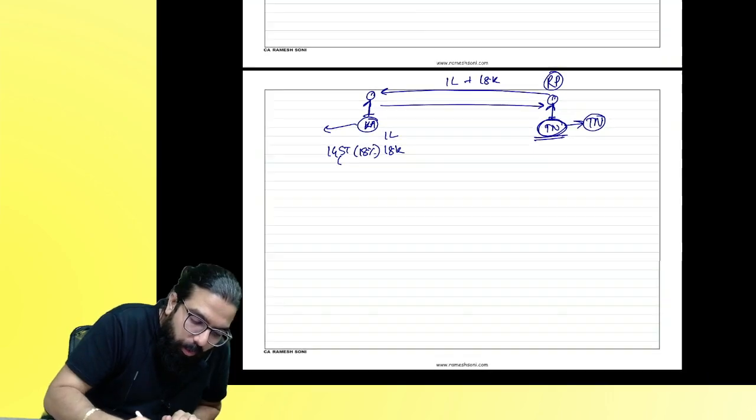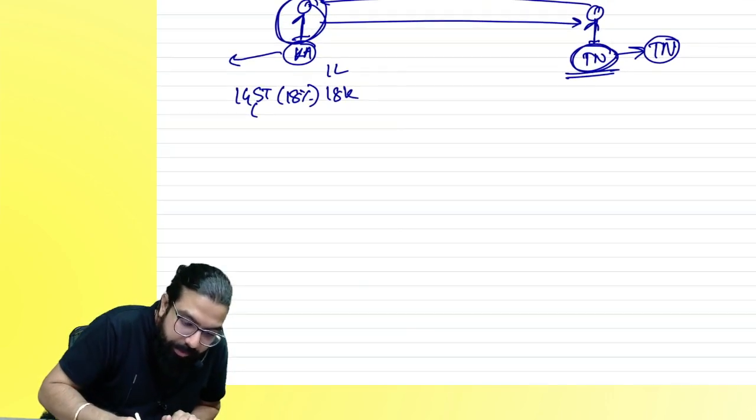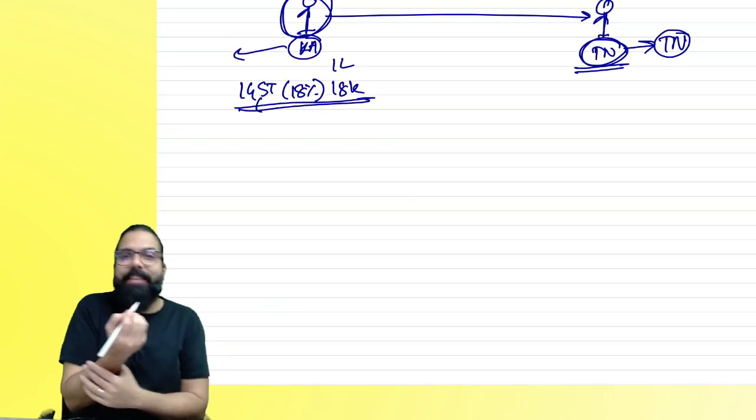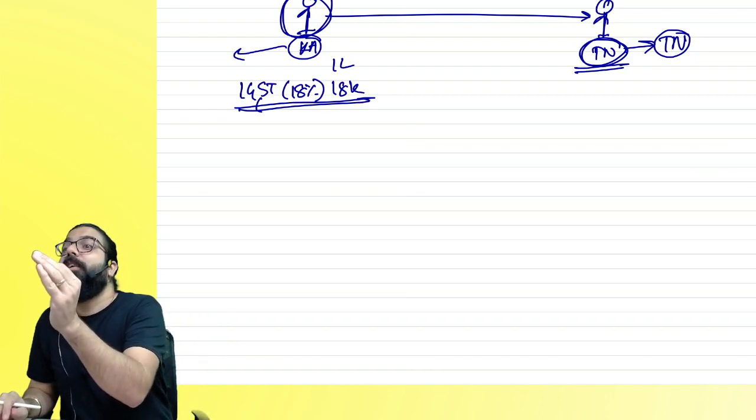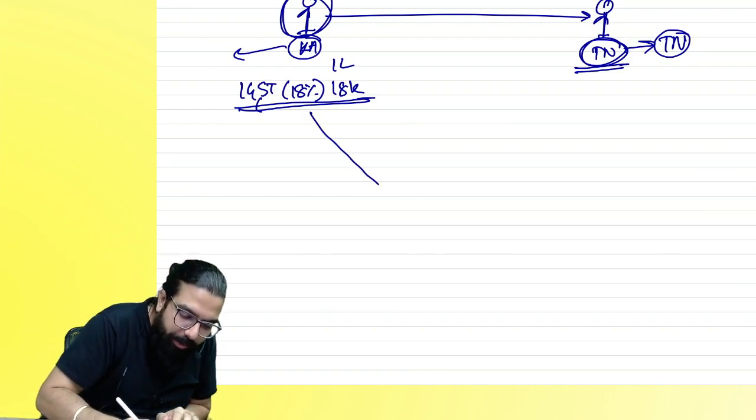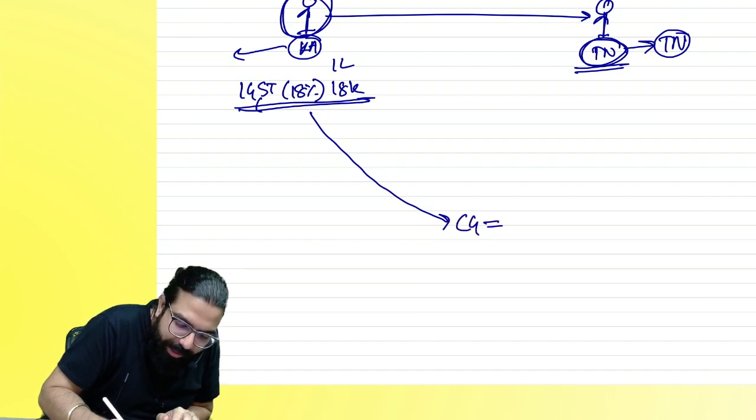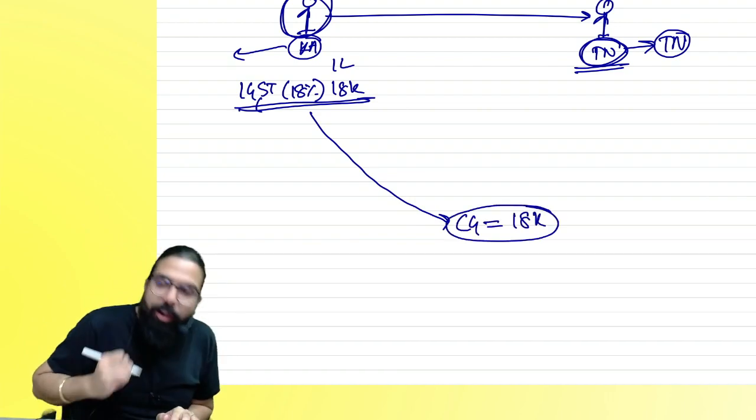18,000. What will this guy do with the 18,000? Now listen. IGST is paid to the central government. So the central government will take this. Central government will get how much? You know what the central government will do?